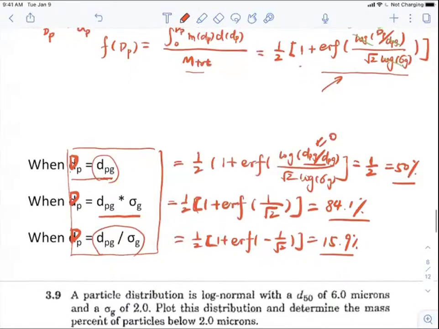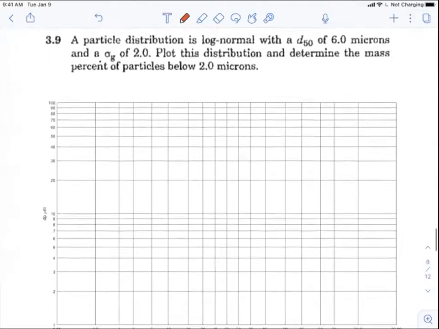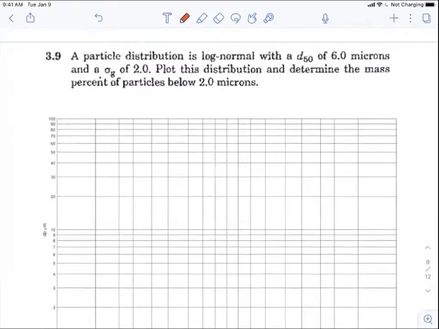And how does it reflect in our Semilog plot? Okay, so this is another example in your textbook. So basically, it's telling us the particle size distribution is already log normal. Okay, we already know that. It has a dp50 of 6 micrometers, which means that the mean size is 6, right? And sigma g of 2. Okay. It wants us to plot this size distribution onto this Semilog plot and determine the mass percent of particles below 2 microns. So how do we do that?